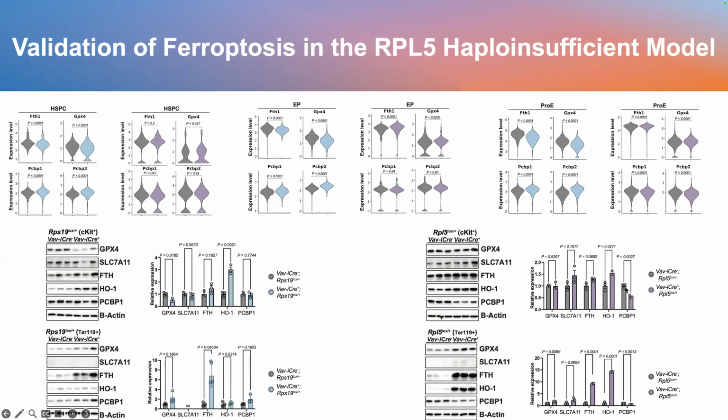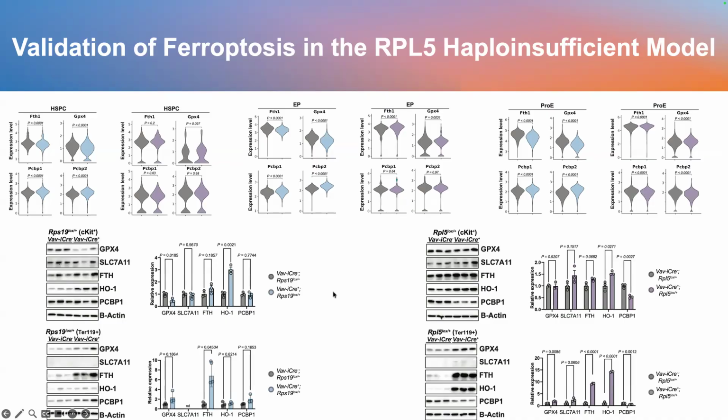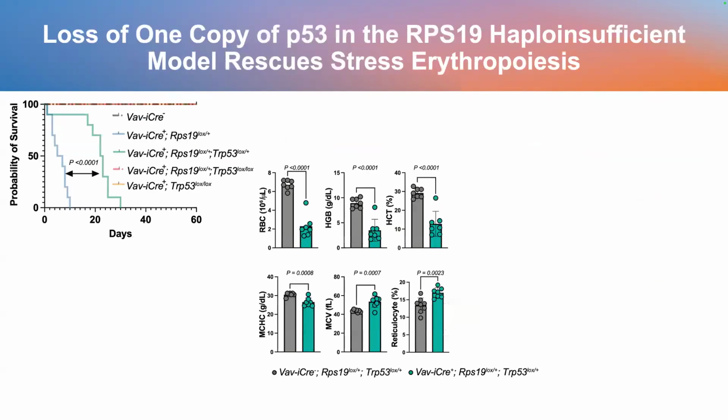Here is an example here, and here for the PCBP1 over there. Okay, so now we've validated that RPS19, they go for apoptosis, RPL5, they go apparently for ferroptosis. So how can we understand the role of P53 in this whole thing? So of course, what we did is that we remove P53 in the system. So we remove P53, whether one copy or two copies, in the RPS19 first. And so what happens? Here it is.